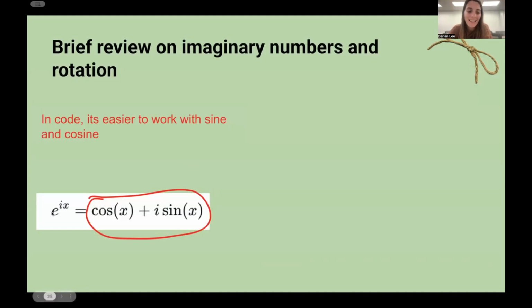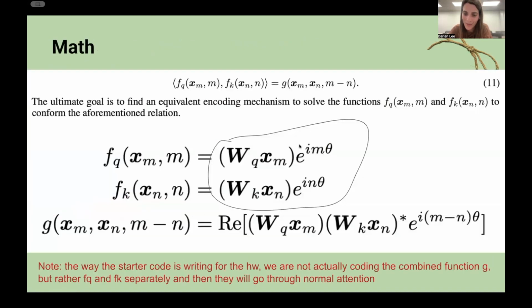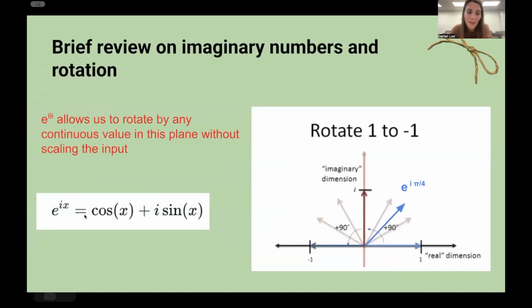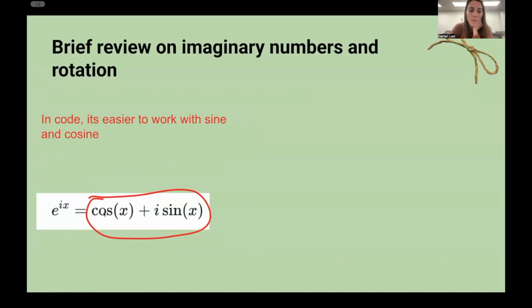This is also helpful because the paper just kind of goes from this to this matrix, and this is why you can do this. It's because of this identity. So this is what we're going to be working with, but first we need to derive how we get there.